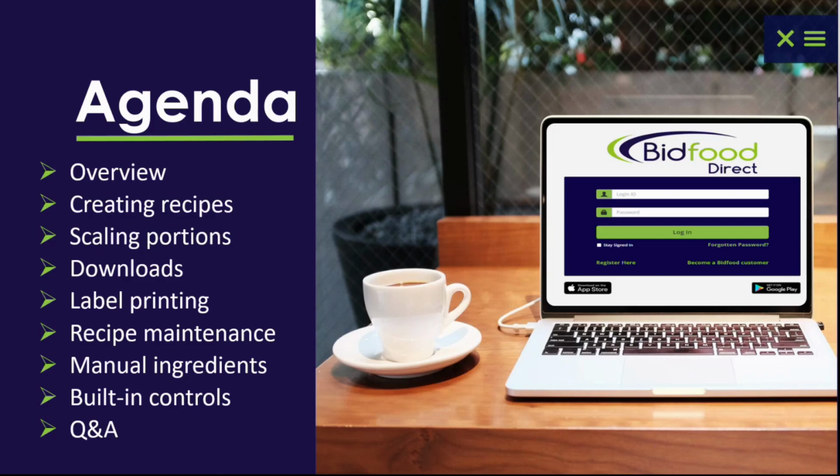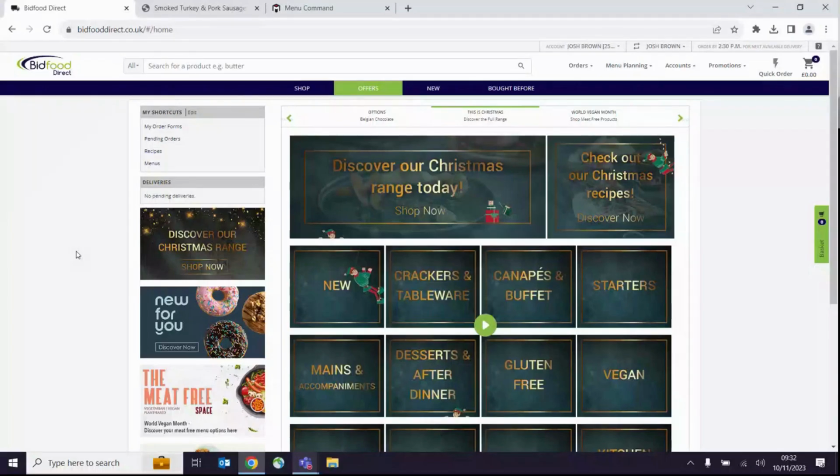We're going to jump straight into Bidfood Direct and kick off with today's demo. So everybody that's got a Bidfood Direct account has access to MyRecipes by default, so there's no special permissions that you need to get. And as we mentioned, it is one of our added value tools, so it is there and available for any of you to start using at any point.